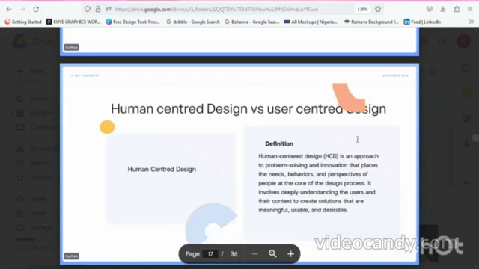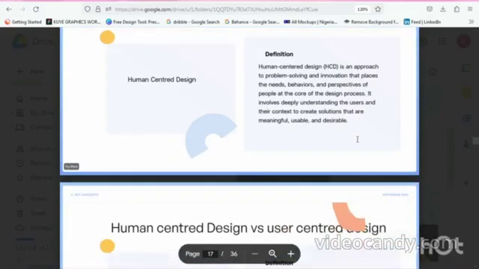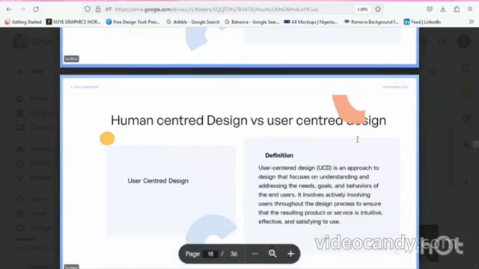So this slide, I don't think I should explain any further because we already explained what human-centered design is and what user-centered design is. User-centered design is an approach that focuses on understanding the needs, goals, and behavior of the end user. Yeah, actually, the end user.